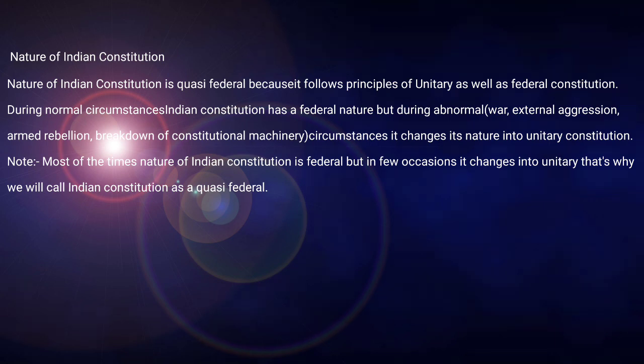Like we have part 1 talks about union and states, part 2 talks about citizenship, part 3 fundamental rights, part 4 directive principles, part 4A fundamental duties, part 5 union government. In that we have 25 parts, and all these parts combined have 448 articles. We will discuss all these articles and parts and schedules in detail.